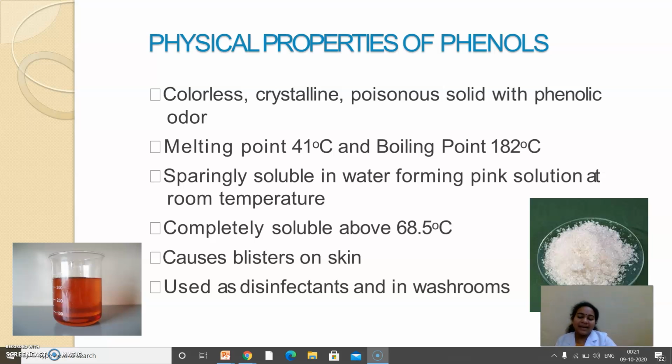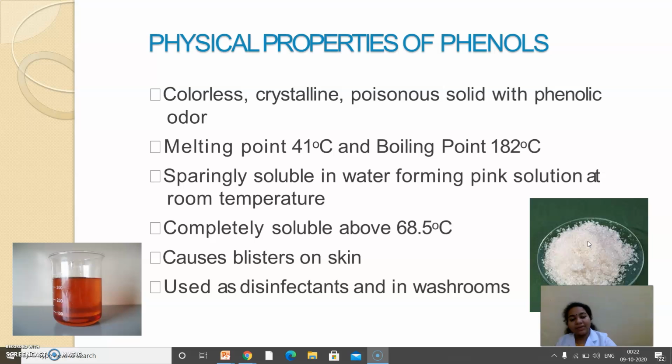So phenol is a colorless crystalline solid. Here you can see the image of phenol. It is a colorless crystalline solid. It is poisonous. It has a phenolic odor. Odor means smell. It has a phenolic smell. And its melting point is 41 degrees centigrade and its boiling point is 182 degrees centigrade.